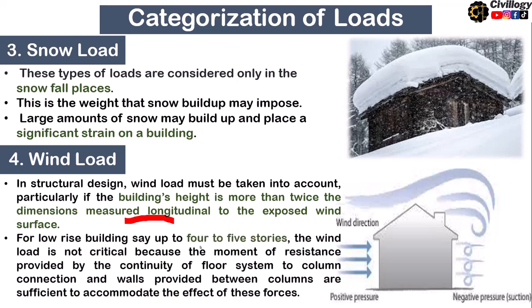For low-rise buildings, say up to 4 to 5 stories, the wind load is not critical because the moment of resistance provided by the continuity of floor system to column connection and walls provided between columns are sufficient to accommodate the effect of these forces. So basically, wind load is considered for high-rise buildings. Generally, for low-rise buildings, or you can say up to 4 to 5 story buildings, wind load is not considered for this type of building.